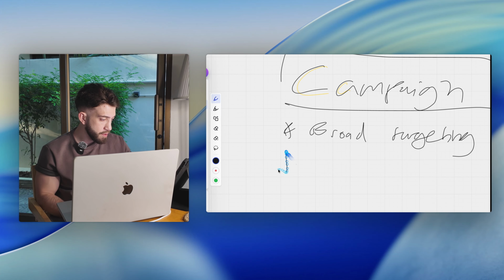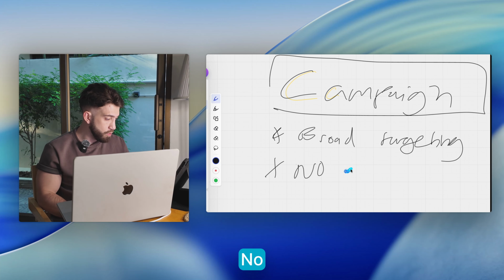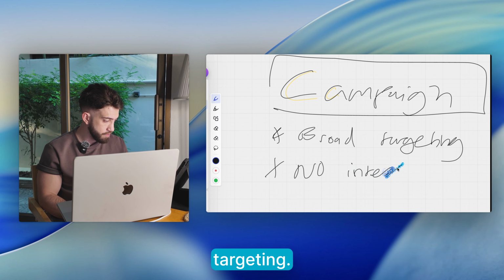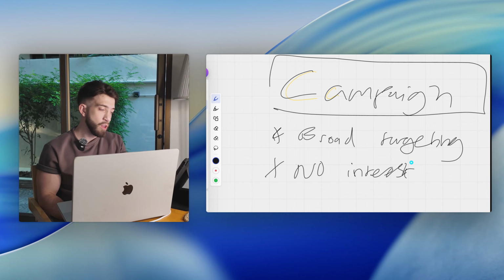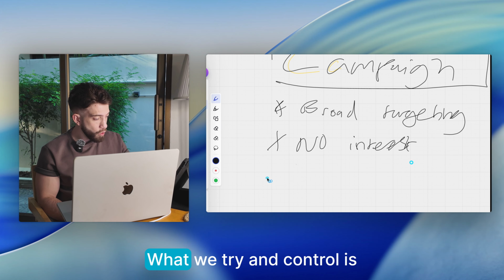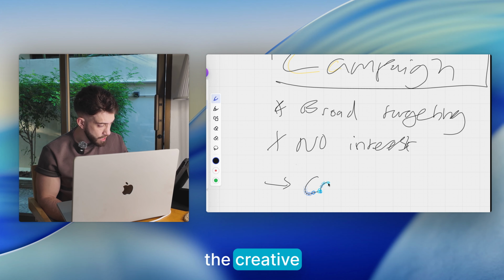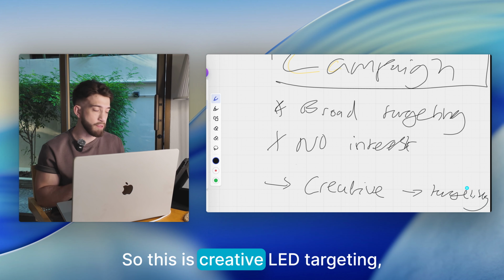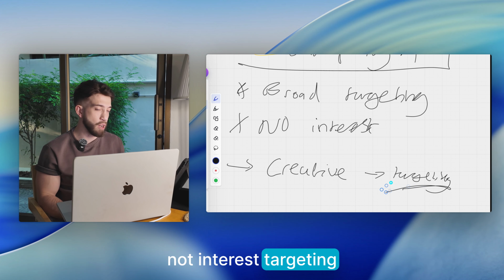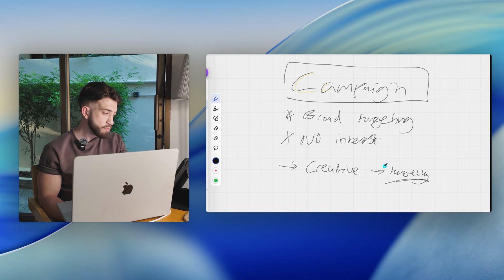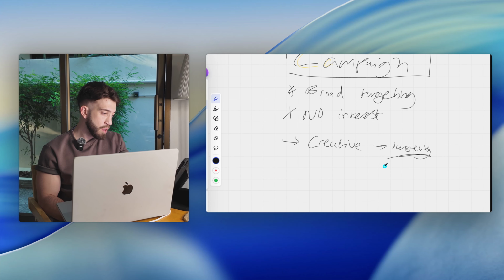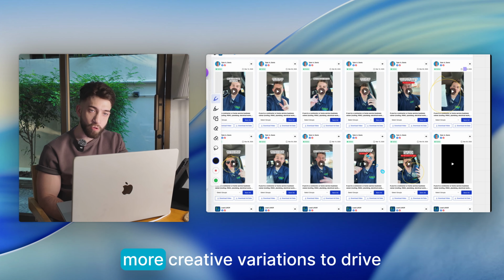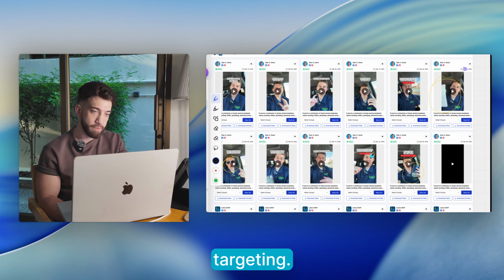So broad targeting, i.e., no interest targeting, no interest, okay? Why? What we try and control is the creative doing the targeting. So this is creative-led targeting, not interest targeting, right? Now, hence you need more creative variations to drive targeting.